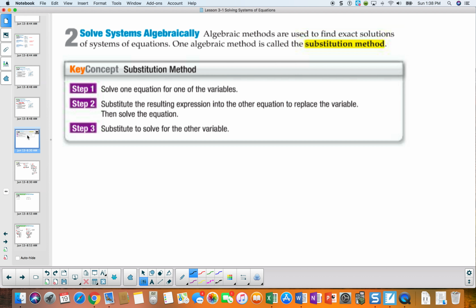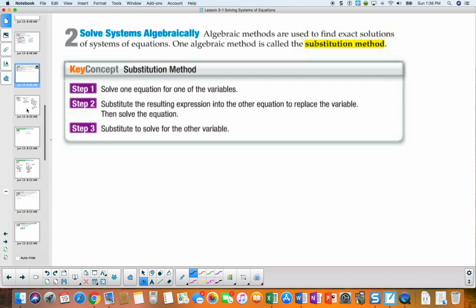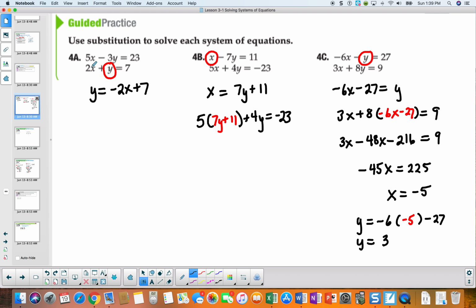All right, let's take a look at another method to solve other than graphing, and that's called the substitution method, where we solve one equation for one of the variables, substitute it into the second, and then solve. Let's take a look at these examples. In this particular one, I circled the variable that's by itself, and I took the 2x to the other side. I'm going to go ahead and continue.